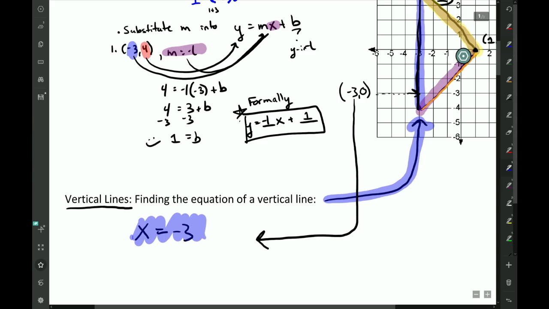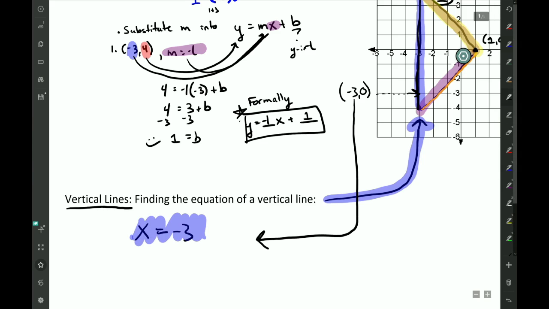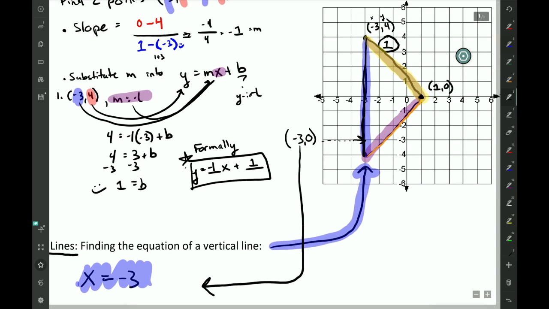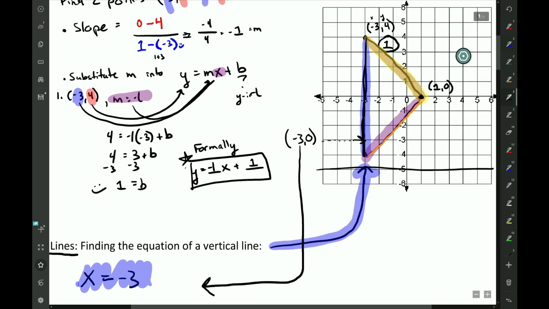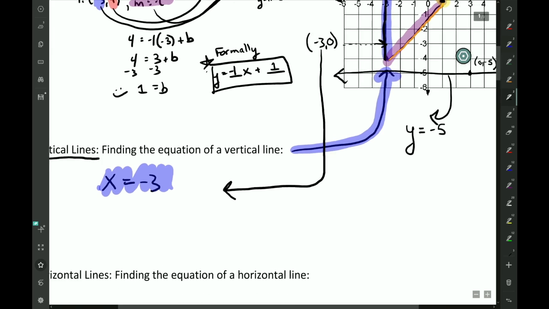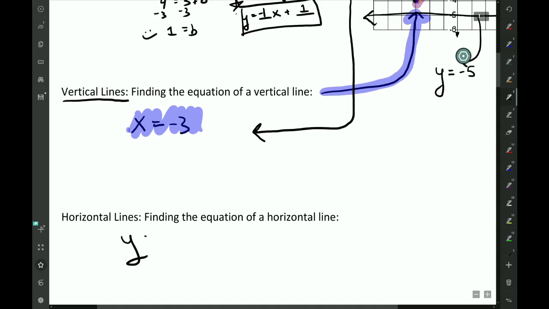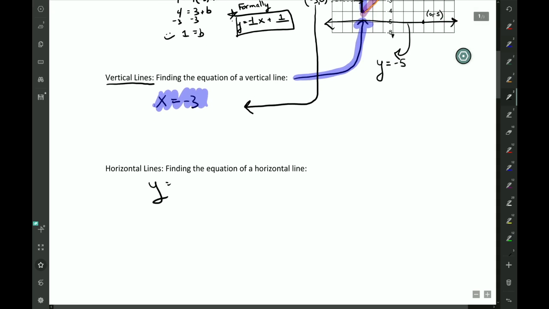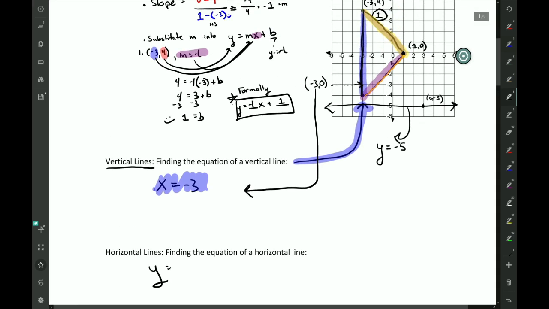If by chance I had a horizontal line, let's draw one in here. Let's say I'm making one right here. This equation would be y equals, and one of the points it goes through is 0, -5, which would be here, -5. So it's always your y. So horizontal is y equals -5.